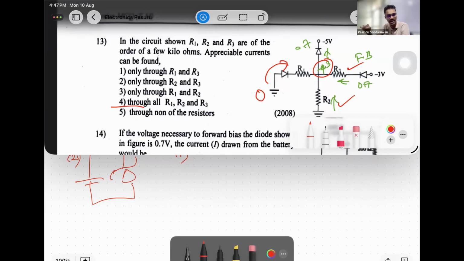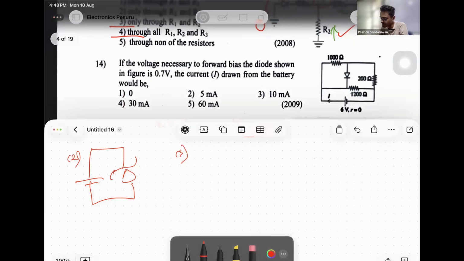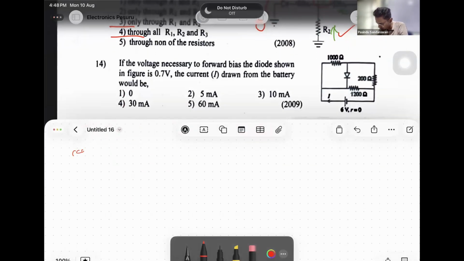But if we argue this way, the answer is 4. And if you argue this way, the answer is 4. But in the exam, both 3 and 4 were given as answers, right? Question 14, see, 14 is a good one.